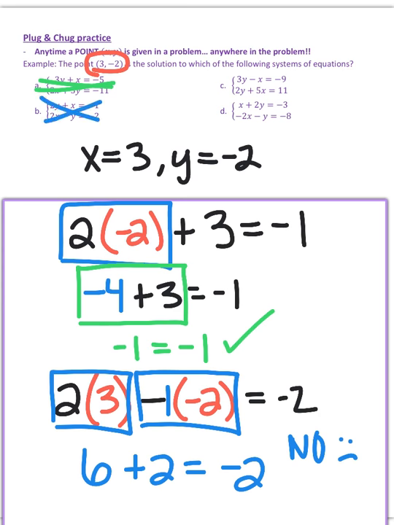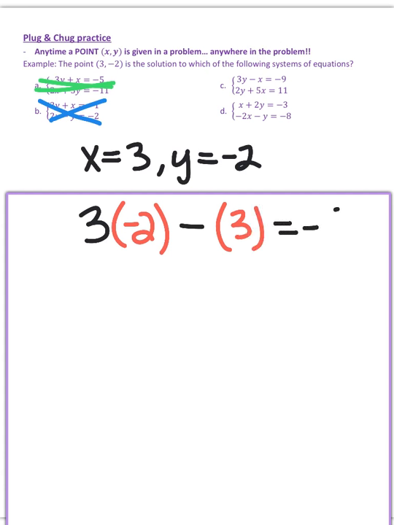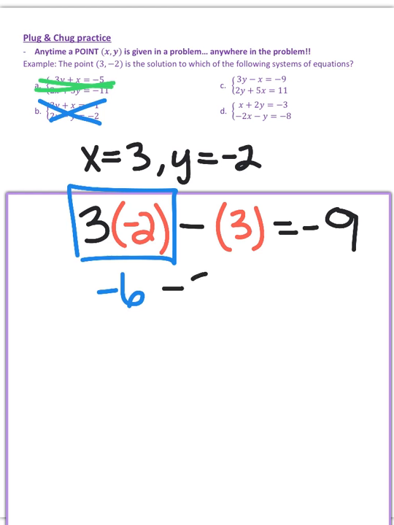So let's go try C. So I have 3, and instead of y, I'm plugging in a negative 2, minus x, so that would be minus a 3, and that equals, hopefully, negative 9. All right, I've got multiplication here. 3 times negative 2 is negative 6, and then I have minus 3, so I can just go ahead and write that down. Minus 3 equals negative 9.